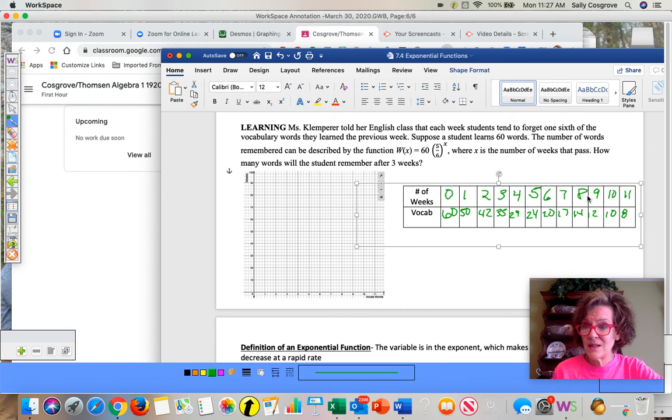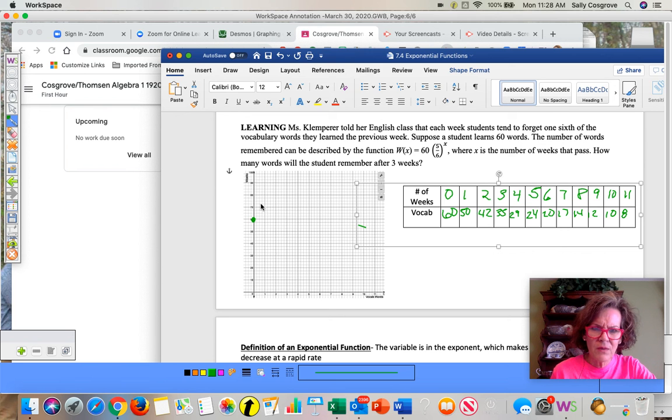Well, as x is increasing, this time y is decreasing. And where it says how many words will the student remember after 3 weeks? Well, after 3 weeks, we're only going to know 35 words. Could we graph that? Well, we could. Let's see. 0, and this looks like what, 10, 20, 30, 40, 50, 60. That's kind of hard to see, but there's a point.